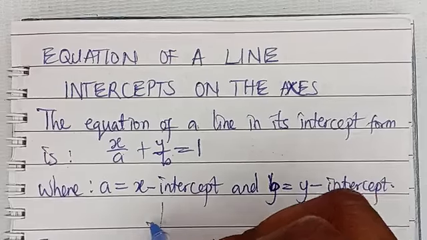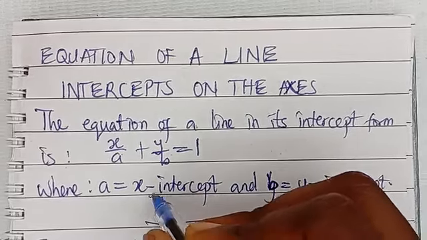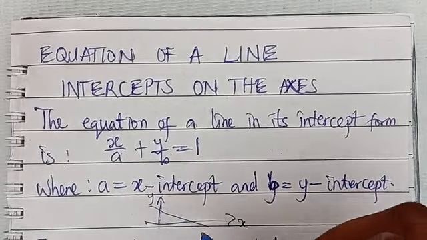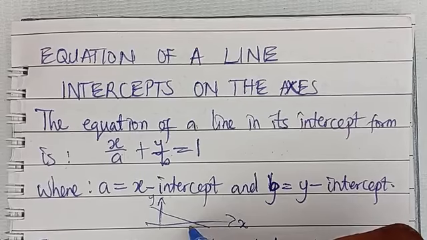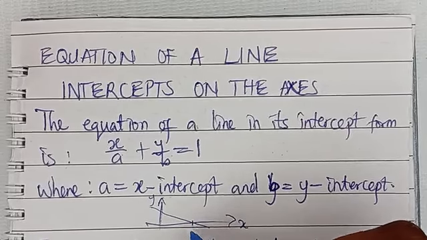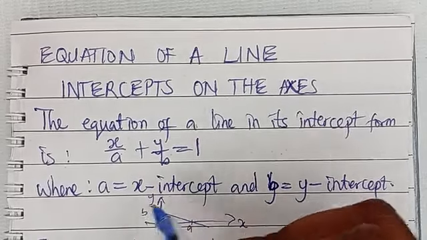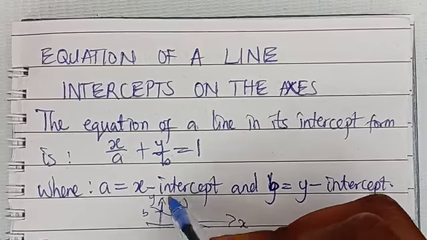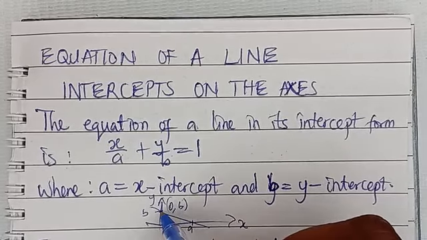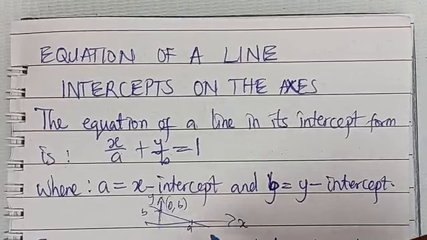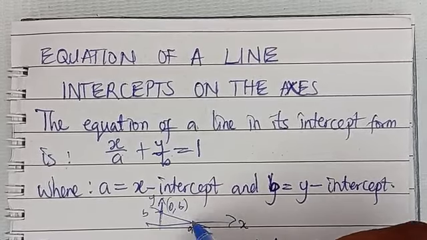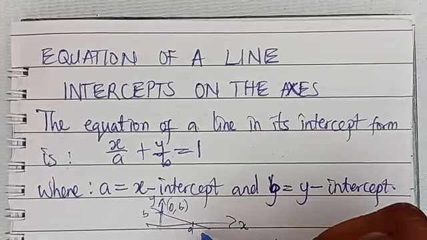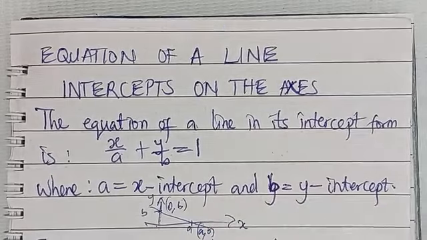Now, meaning that if this was the y-axis and this is the x-axis, this is a line. So that means the value here is a and the value here is b. So the coordinate of this point is (0, b), because at the y-intercept x is equal to 0 and at the x-intercept y is equal to 0, as you can see. So the intercept on this side will be (a, 0).